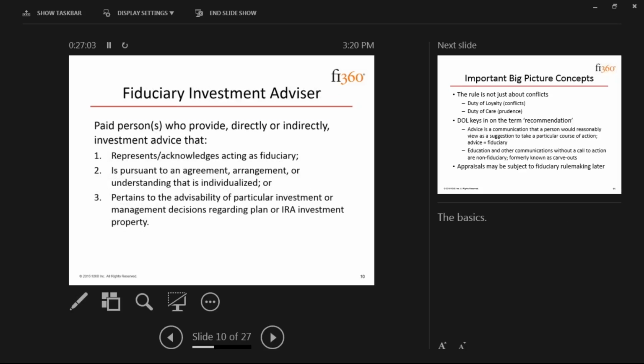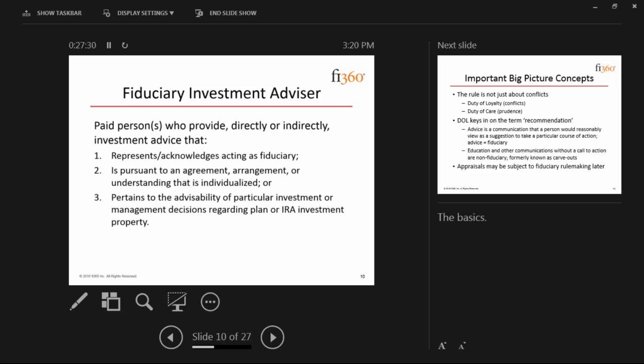The definition of the fiduciary investment advisor per the new rule. So first of all, this person who provides advice either directly or indirectly would be a fiduciary investment advisor if they represent or acknowledge that they're acting as a fiduciary, and it's pursuant to an agreement, an arrangement, or an understanding that is, again, individualized. It's specific to a particular client.